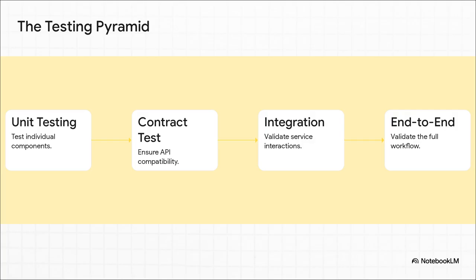You can't just test one little thing and call it a day. You need layers of testing, kind of like a pyramid. At the bottom, you test the tiny individual components. Then you use contract testing to make sure their APIs still match up. Then you test how groups of services interact. And finally, at the very top, you run tests that simulate a real user's journey from start to finish.